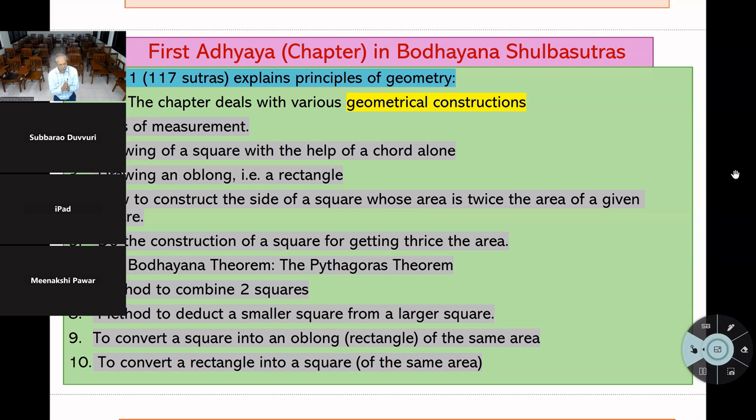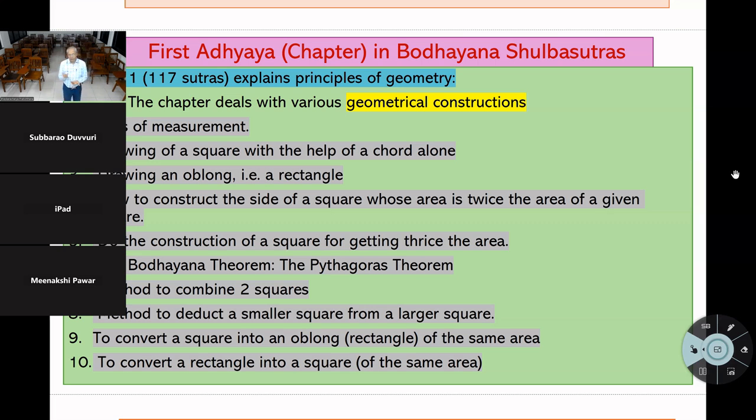What is the meaning of this? Combine two squares, that means you have one square, then another square is there. Now their areas are known to you, and you want to construct a third square which is bigger than both of them, such that the area of the bigger square is the sum of the areas of these two squares. How will you construct that? That is the question. And that method he has given.